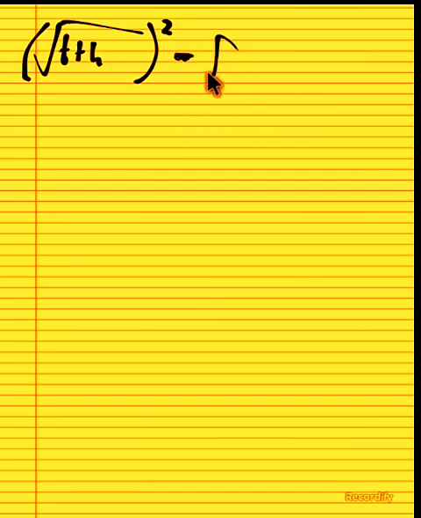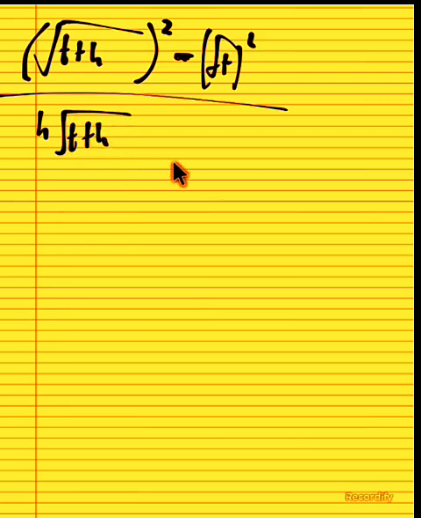Alright, so this is what we are having now, that is we're having root of t plus h all squared, then minus root over t squared, then all divided by h into root over t plus h, plus h into root over t.